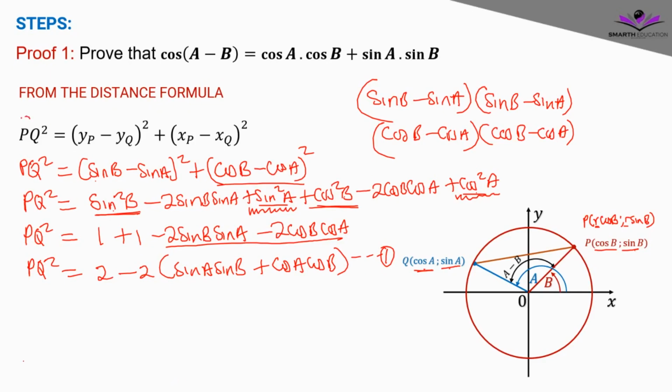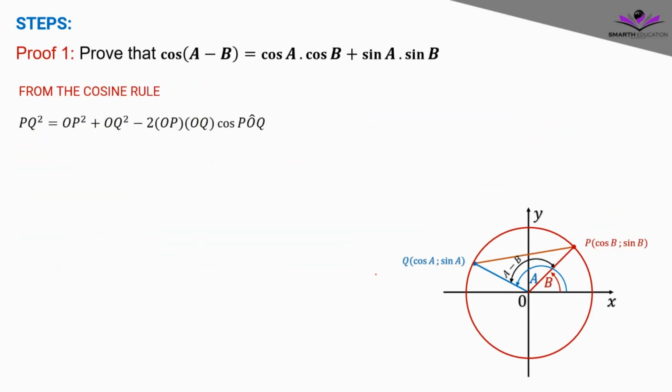Let's find PQ squared now in terms of the cosine rule, right? This is our equation 1. Please write it down. And then in terms of the cosine rule, we have PQ squared is equal to OP squared plus OQ squared minus 2 OP OQ cos angle POQ. OP and OQ are radii. Remember, say that this is a unit circle, so our radius is 1. So it's 1 squared plus 1 squared, minus 2, OP is 1, OQ is 1, then cos angle POQ.